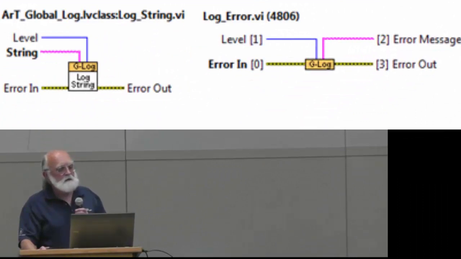So these are the calls to log to the global log. Not much: error in, error out, a string which you want to log, and the level of severity. And logging an error with a level of severity, and the error to be logged. If there is no error, it doesn't log.